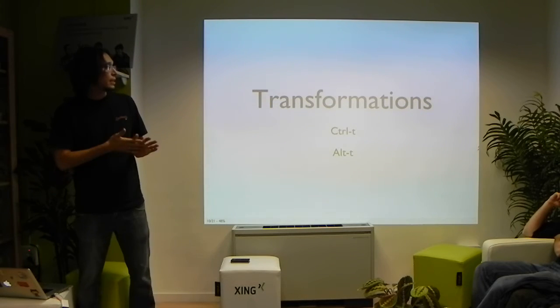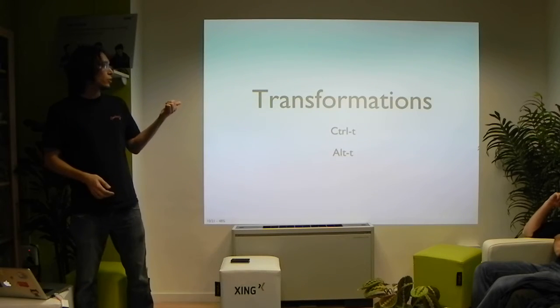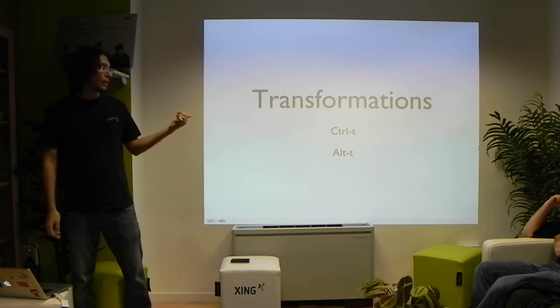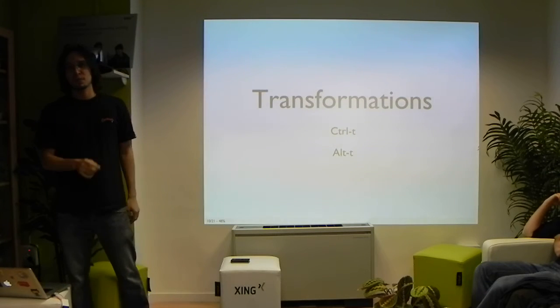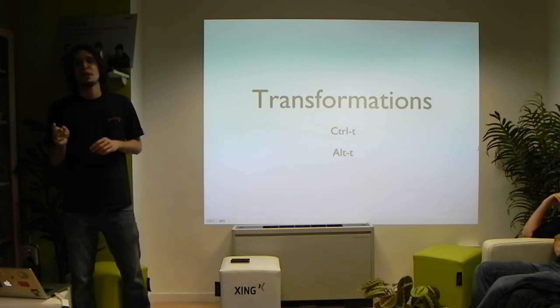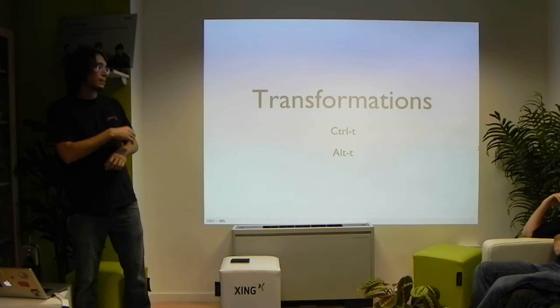Now we have also transposition. So sometimes when you make a mistake and you invert two letters, Ctrl-T will invert the current letter with the previous one, and Alt-T will do the same but for words. So usually the command with the control acts on characters, and the operation on the word is usually the same but with an alt.